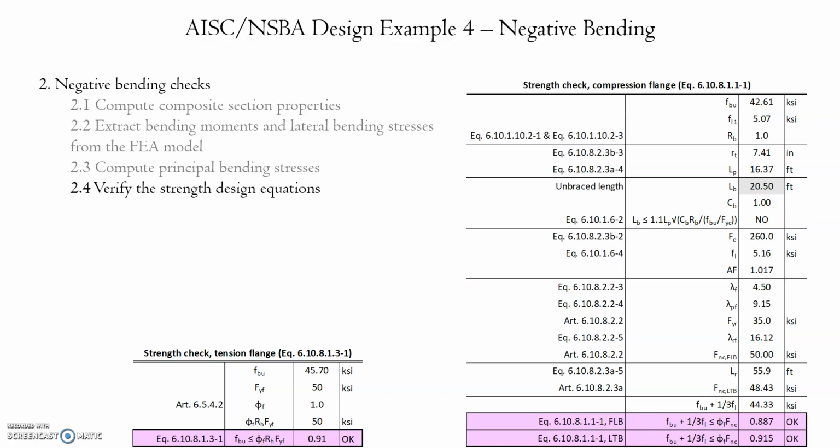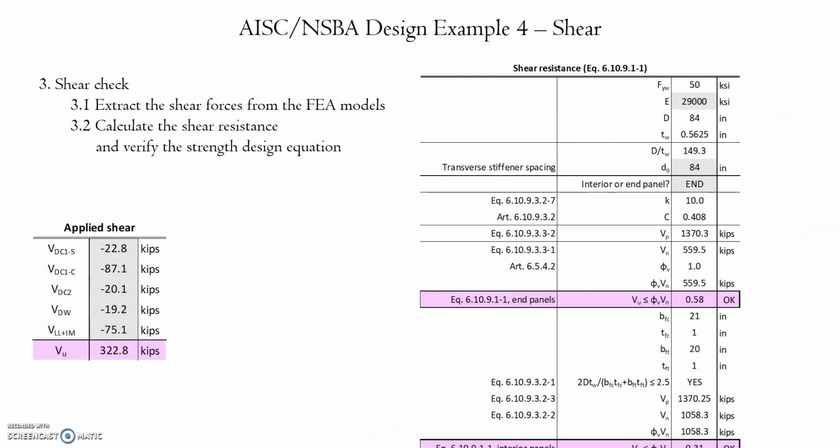And here they are. Here are the strength checks for negative bending, including FLB, flange local buckling, LTB, lateral torsional buckling, with an additional check on the tension flange for yielding. Finally, for shear, we extract the shear forces from the FEA models. Again, there are 5 models to look at, and we calculate the shear strength and verify the strength design equation.